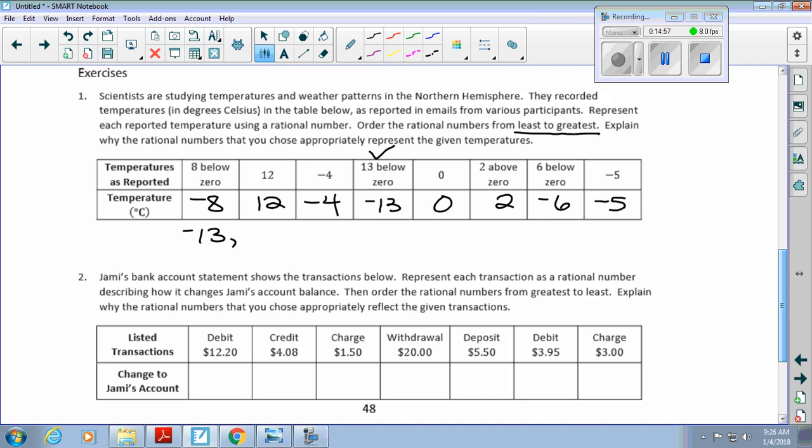Julius? -8. -8, good. And Deja, what would be next? -6. -6, very good.